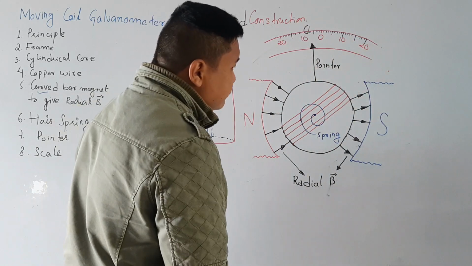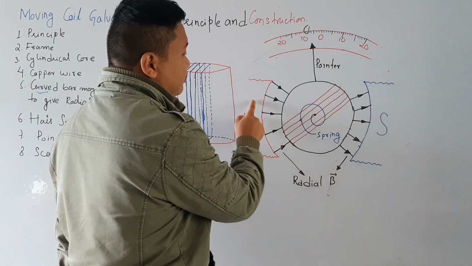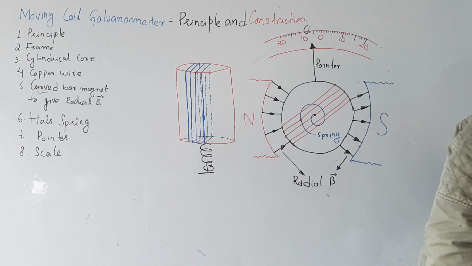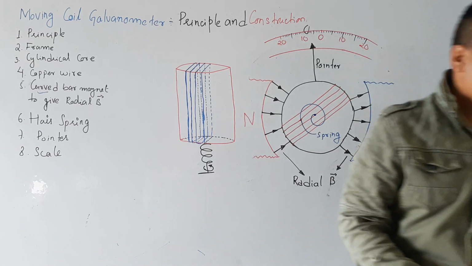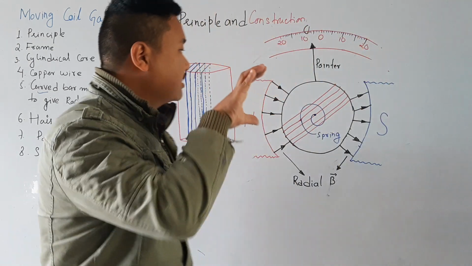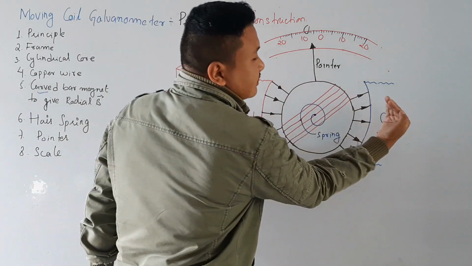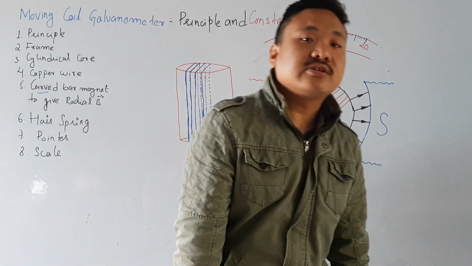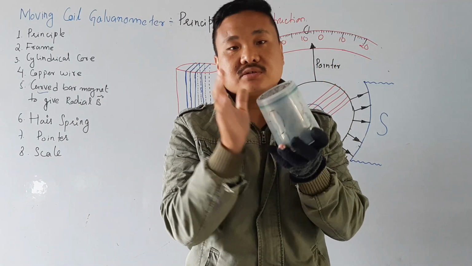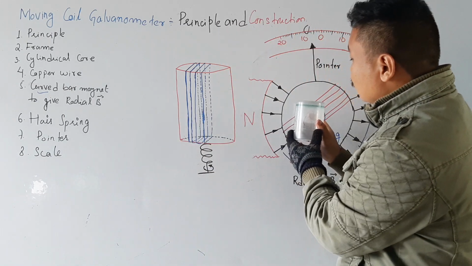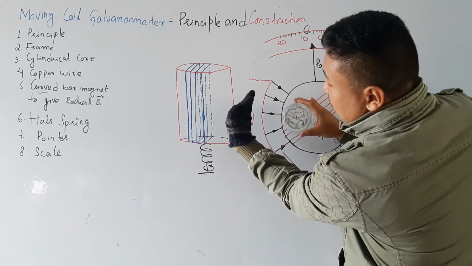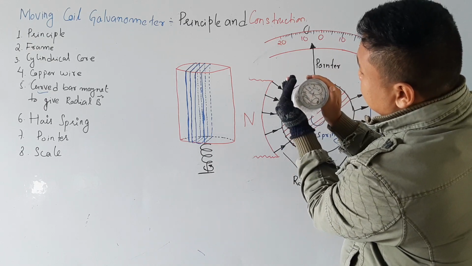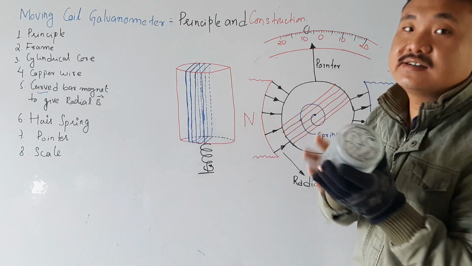We have two bar magnets, north pole and south pole, which are curved. Between these curved magnets we place a cylindrical core like this. I have one magnet here, another magnet here, and between them a cylinder.